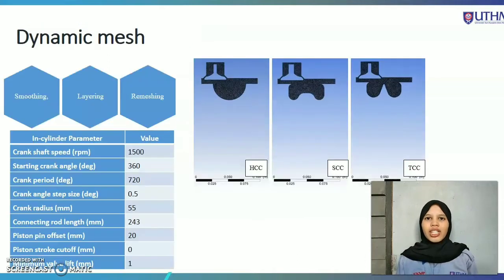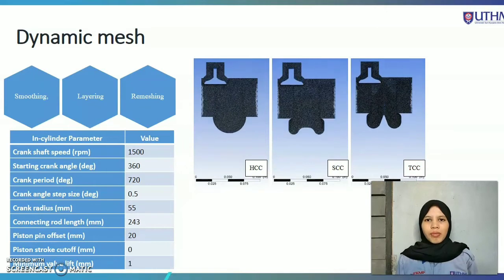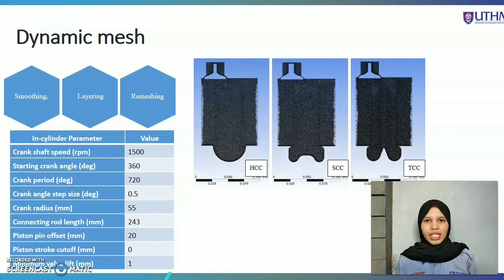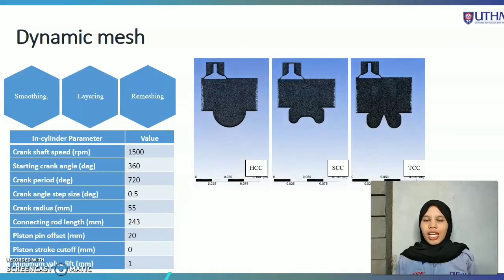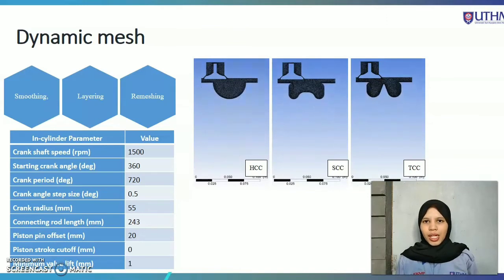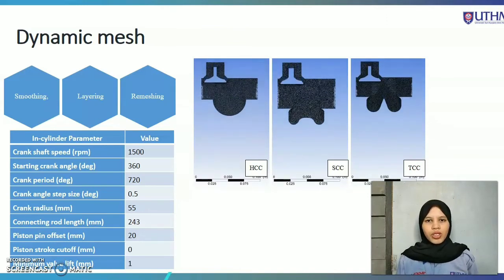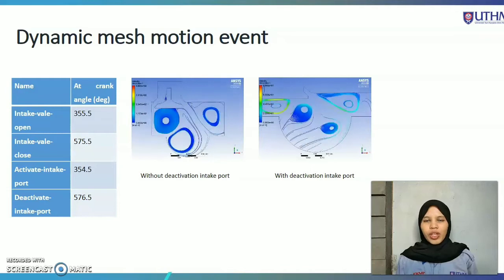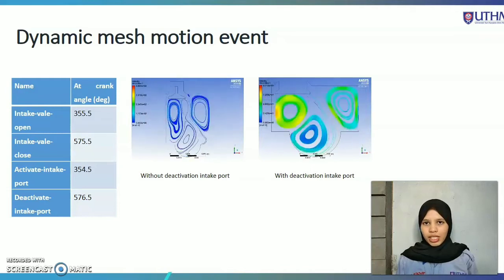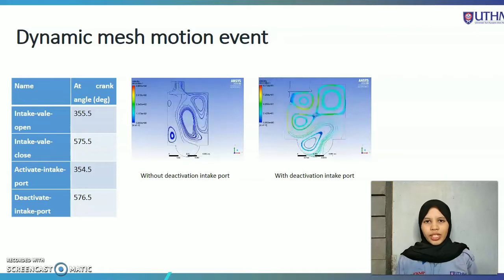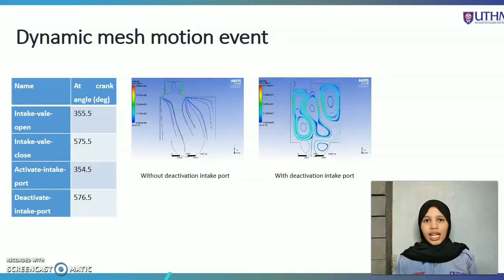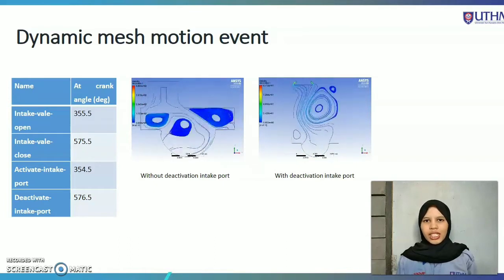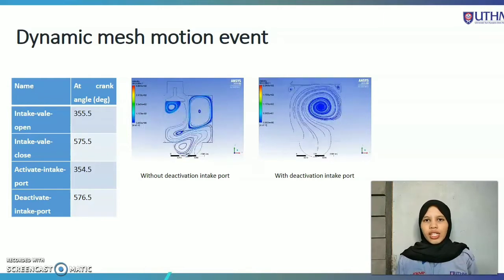Next, in boundary condition, the intake port is set as pressure inlet with 0 Pascal for natural aspirated condition. The most important method in this simulation is dynamic mesh. Smoothing, remeshing, and layering are used for mesh deformation. Besides, in-cylinder parameters and valve profile are also required for valve and piston motions. There are a few events that need to be addressed in dynamic mesh. In this, there are two. First, the valve motions, and next, the activation of the intake port. The activation and deactivation of the intake port is important to avoid valve leakage.